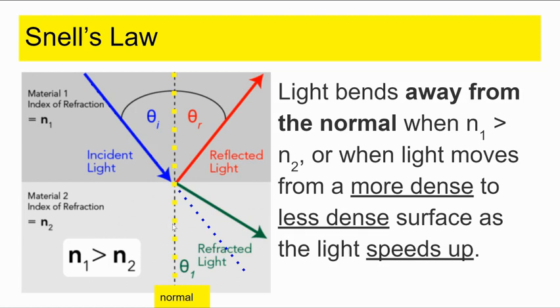Since the light ray was refracted away from the normal, we should be able to deduce that light is going from a more dense to a less dense surface. As it enters the less dense surface, it is speeding up. That's why it's bending away from the normal. And so our index of refraction for our first medium needs to be greater than the index of refraction for the second medium.